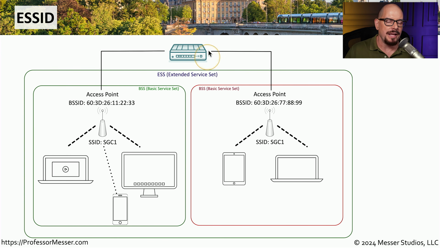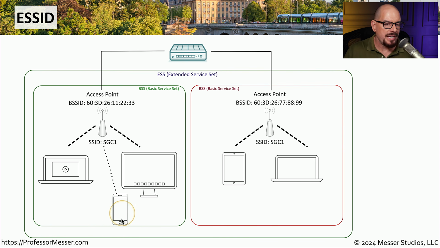Here's a configuration that uses ESSID to provide that seamless roaming from one access point to the other. In the middle at the top, we have a network switch. This switch has an Ethernet connection to an access point on the left and an access point on the right. And you can see that the BSSID, or the Basic Service Set Identifier, which is the hardware address of the access point, is different on this access point than it is for the other. Although these are obviously two different pieces of hardware, they are sharing the same SSID. You can see it's configured as SGC1 on this access point. It is also configured as SGC1 on the other access point.